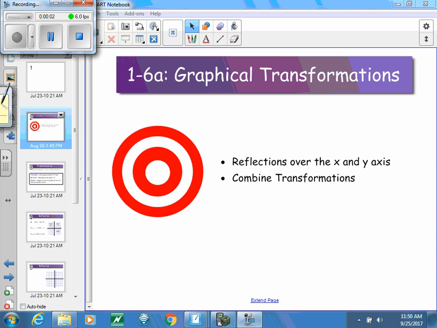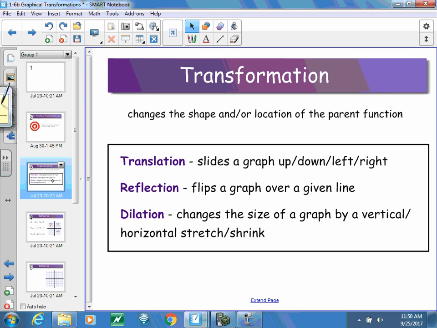All right, the second of these three videos is going to take a look at reflections going over the x and y axis, and then we'll also talk about what a reflection through the origin looks like as well. So we talked about transformations in the first video, and we focused mostly on translations. We were shifting the graphs up, down, left to right. Now we're going to reflect them over a given line.